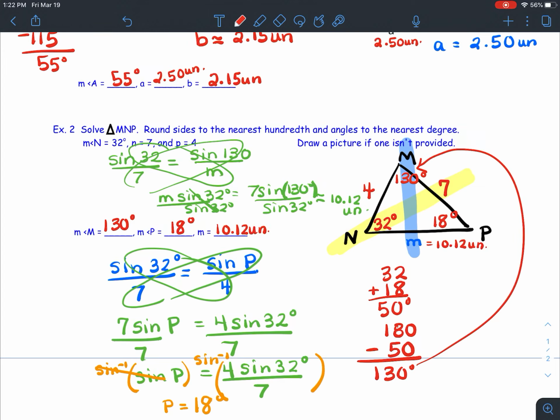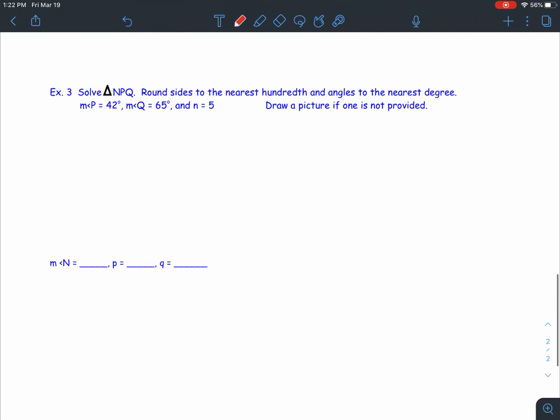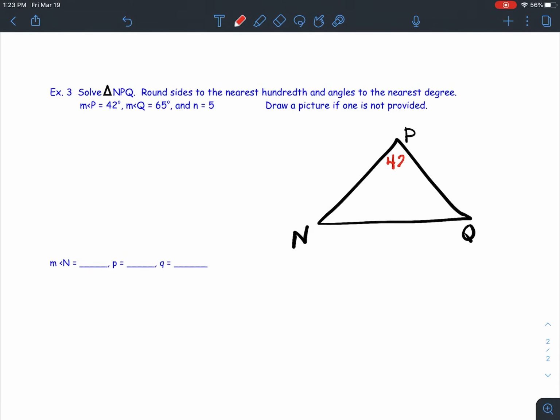We're just going to run through one more very quickly here on the back. Again, a picture's not provided, so we're going to just sketch a picture here. This is triangle NPQ. Let's add what we're given to the picture. Angle P is 42 degrees, angle Q is 65 degrees, and notice that we're given side N, which is 5.